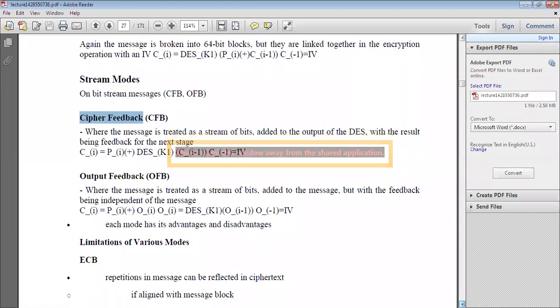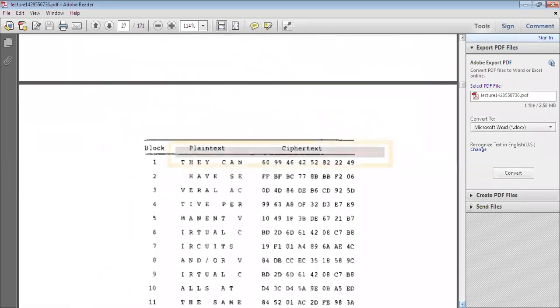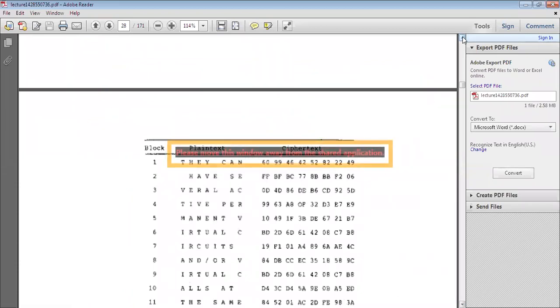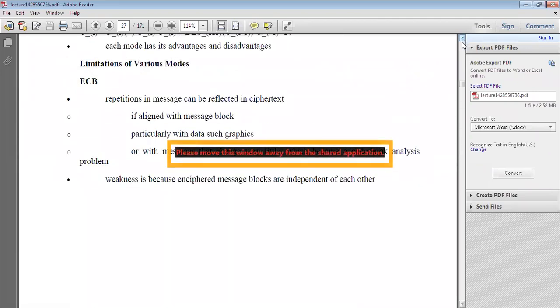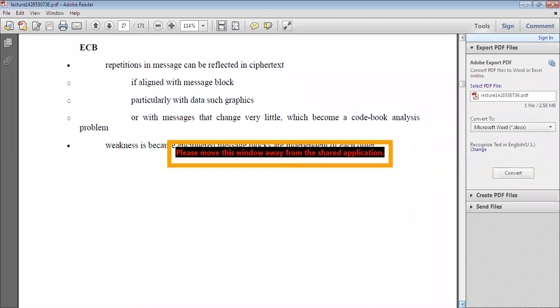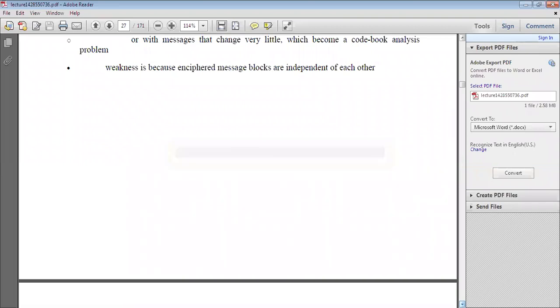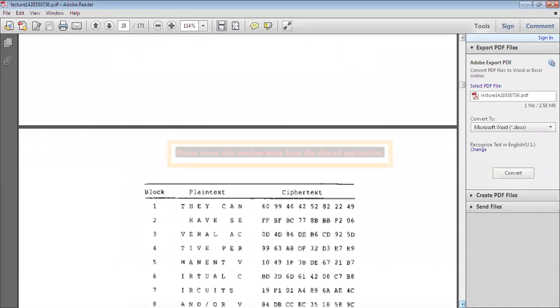What are the limitations of each mode, and what are the problems you face with these modes of operation? For example, take ECB, the first one, electronic code book. In electronic code book, we use that mode of operation for converting the plain text to blocks. So ECB is used for dividing into blocks.